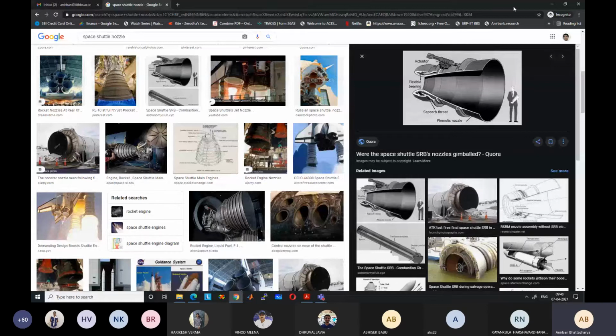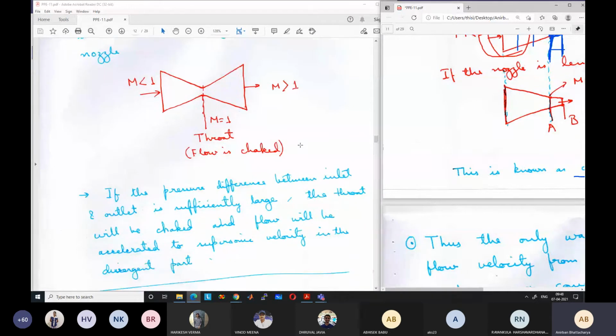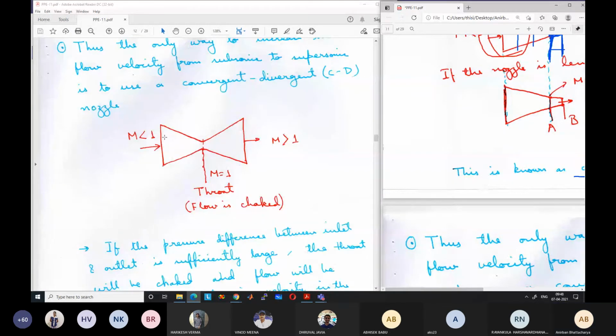Let us come back to this. So this is the only way to increase the velocity from below Mach number 1 to above Mach number 1. Other way you cannot increase it. You need a convergent divergent nozzle. So my question now is, what happens if the pressure difference is too low so that the Mach number is not equal to 1 here? It is less than 1, say Mach number is 0.5 at this region.